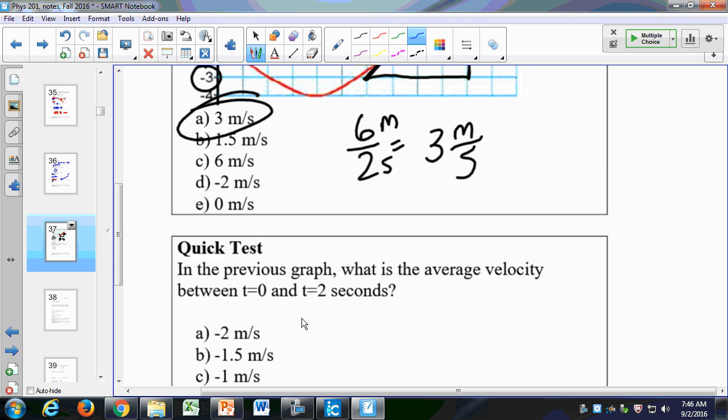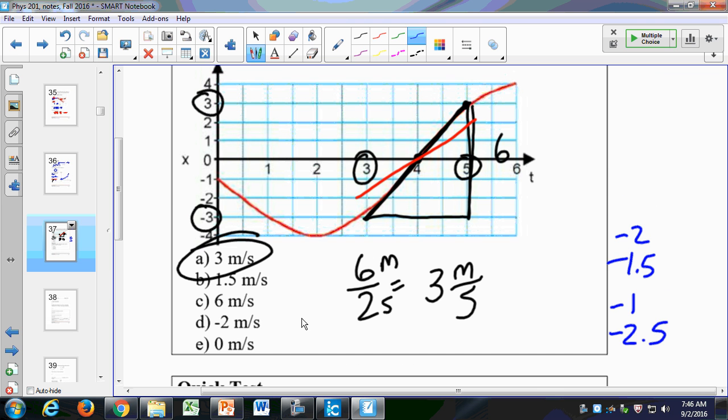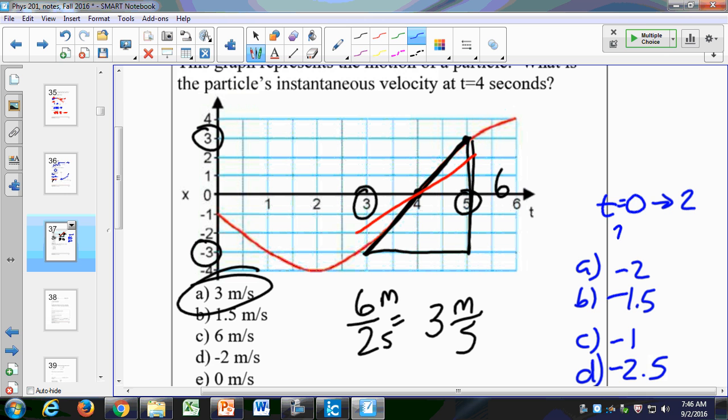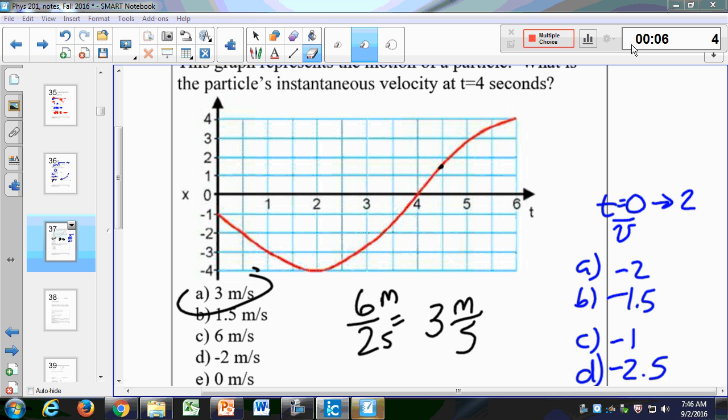In the previous graph, what is the average velocity between t equals 0 and 2 seconds? I'm going to write the options up here. I know not quite everybody has their workbook yet. -1. What is it between t equals 0 and 2? The average velocity. Between t equals 0 and 2. What is the average velocity?